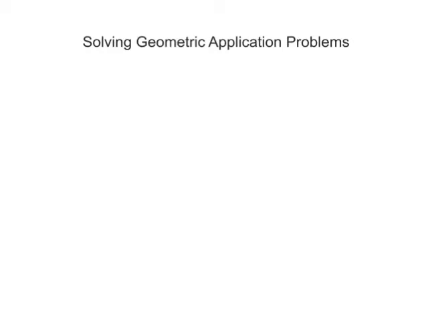Let's take a look at how we solve geometric application problems. What I'm calling a geometric application problem here is a problem that is based on a sort of geometric type setup. These problems can usually benefit from you drawing a picture, and they're usually really closely aligned with a known geometric formula, such as those for perimeter or area or volume.